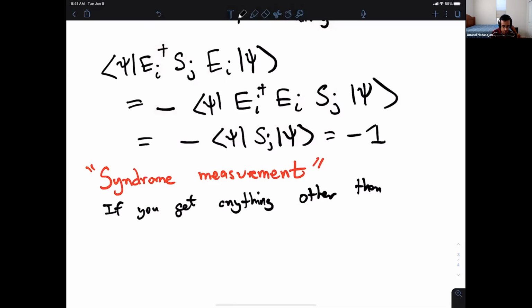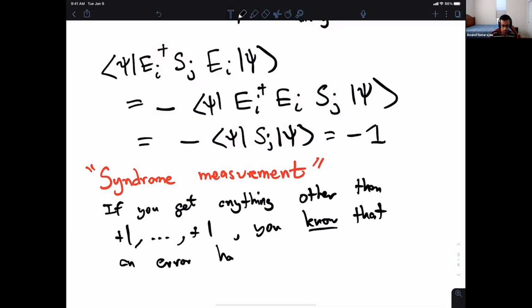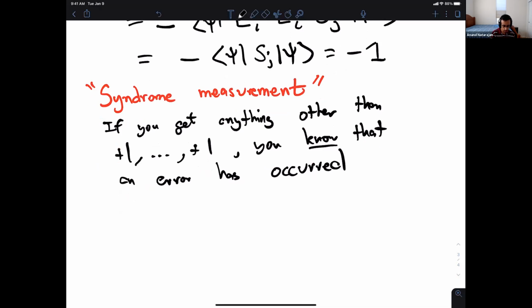So if you get anything other than +1 for all your measurement outcomes, you know that an error has occurred. And then you can try to correct the error based on the measurement outcomes you got.